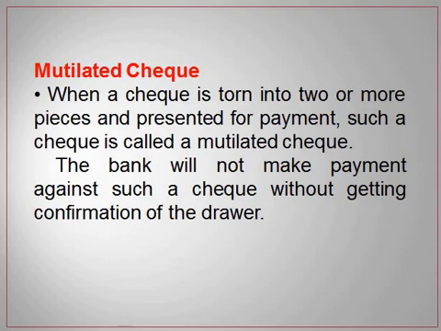Next is mutilated check. When a check is torn into 2 or more pieces and presented for payment, such a check is called a mutilated check. The bank will not make payment against such a check without getting the confirmation of the drawer. Sometimes children will tear the check, so the drawer should confirm to the bank that they are giving a certain amount to the party. So these things all can happen. These are the problems also faced by the bankers and the customers.